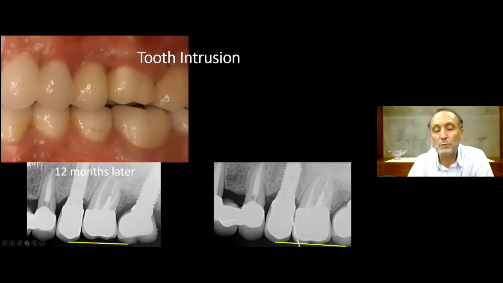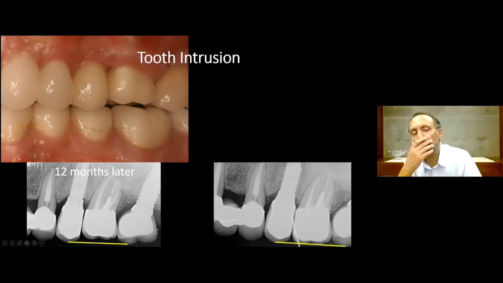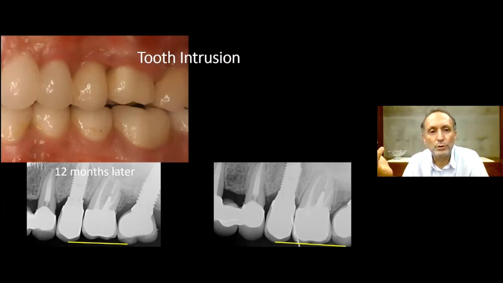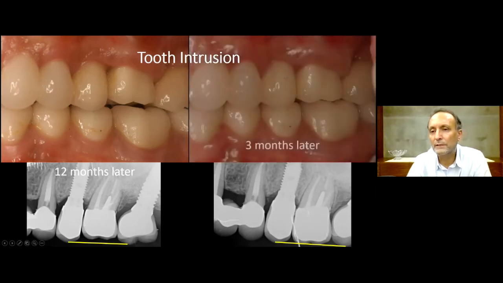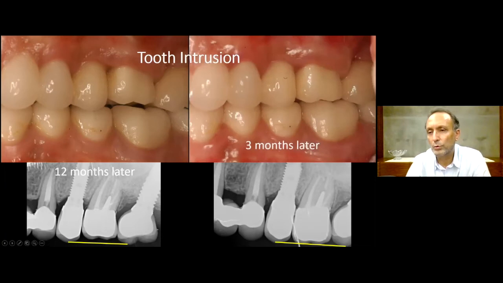So what can I do in this situation? What did I do? I thought, what can I do? Change the crown, but it intruded. I asked the patient, may I try something? She said, okay. I relieved the contact point on the mesial side of the molar. 3 months later, the tooth came into occlusion.